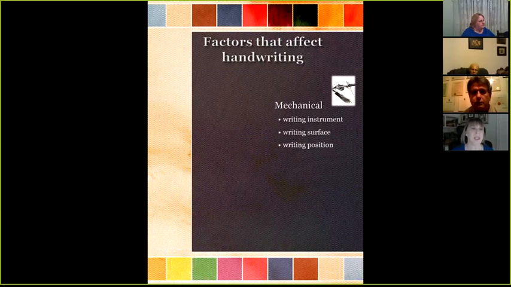We start with the mechanical aspects of writing. That is the writing instrument, the pen or pencil you write with, or the crayon, or the whatever. It could even be a spray can if you're analyzing graffiti. We look at the writing surface, which has to do not only with the desk or whatever you're writing on, but also the paper. Writing surface could be a magazine laid on your knees. It could be any number of things.